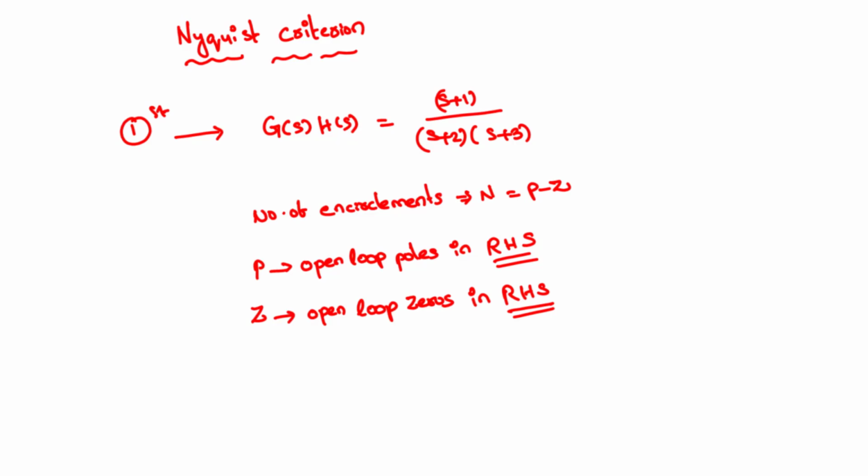So if you take this transfer function example, the number of open loop poles here is 0. The number of open loop zeros is also 0. So the number of encirclements around the origin is 0.